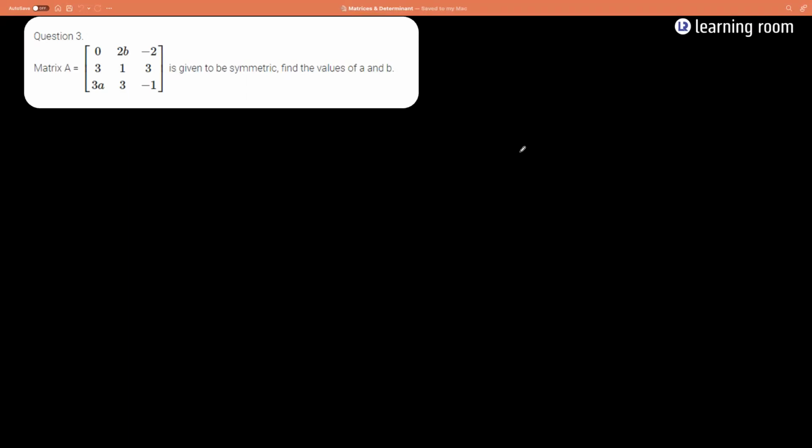Now they are asking about symmetric. So if it has to be symmetric, then what should happen? 2b should be equal to 3 and -2 should be equal to 3a. Correct? So b should be 3 by 2 and a should be -2 by 3.